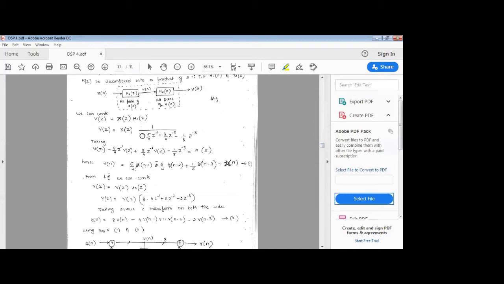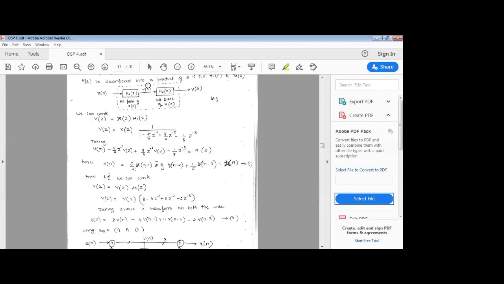Okay. And what I'm trying to do here is, when I'm trying to segregate this, in the input we have x of n. At the output, we have y of n. In between H1 and H2 of z, I'm bringing down one more term, calling it v of n. Okay, so I can write my expression here with the two different transfer functions. So output for my H1 of z will be v of n, and input for H1 of z is x of n. Similarly, for H2 of z, input is v of n and output is y of n.